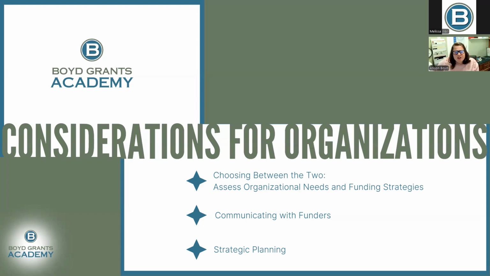The next consideration for your organization is creating a strategic plan that integrates both types of funding so you have a balanced strategy. This involves a mix of both program support and general operating support, and it's essential to have that balance between restricted and unrestricted funds to ensure that both specific projects and operational needs are met.